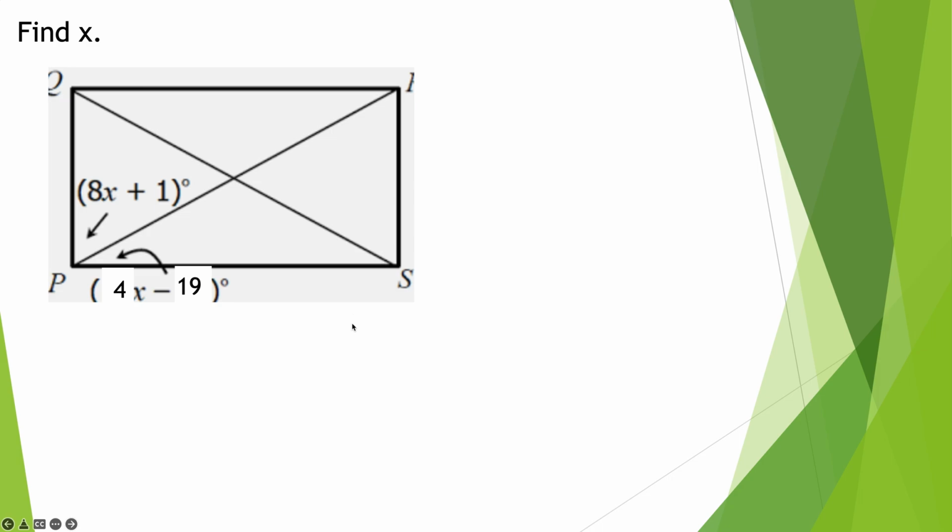Okay, this is a rectangle. What do you know about the vertices of a rectangle? 90 degrees. So that means that the 8x plus 1 and the 4x minus 19 have to add up to 90 degrees. Go ahead.